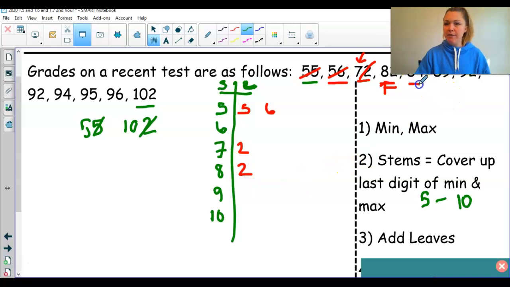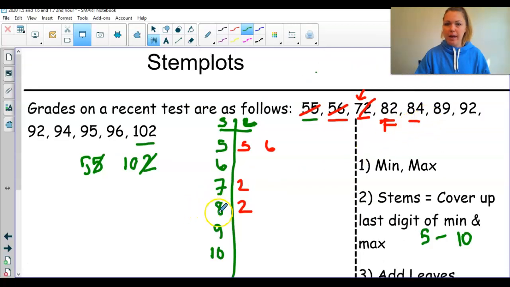My next one's 84, okay? So 80, so the stem is 8, that's already there, then 4. So this number here represents 84. Now I want you to notice something. All of my first observations are in a nice column here. All of my second observations should be in a nice column as well. My next number, 89, so I have the stem of 8, I just need to add the leaf of 9.